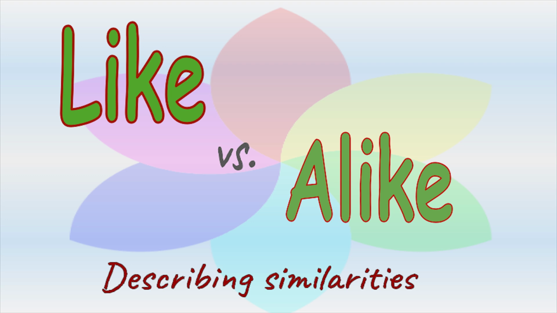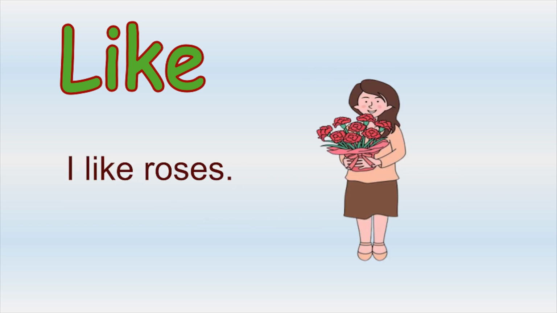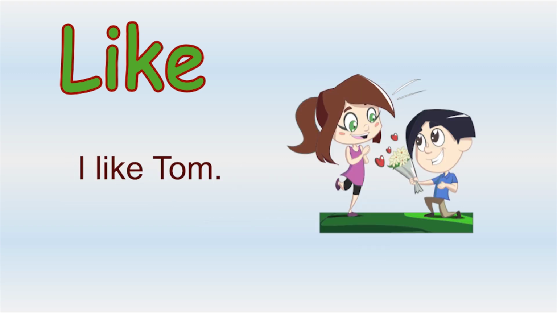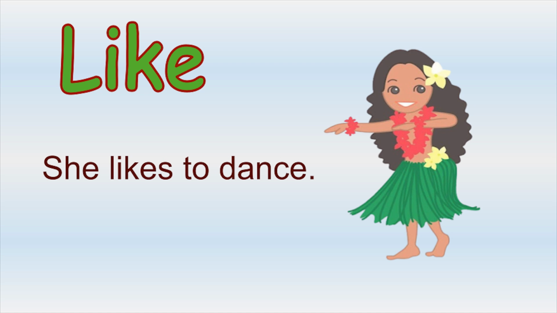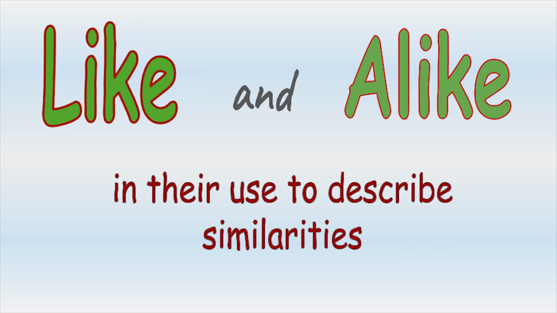In our everyday expressions, we use like as a verb to express an opinion of preference about someone or something, or just to express a good feeling. For example, I like roses. I like Tom. She likes to dance. But in today's lesson, we will be talking about like and alike in their use to describe similarities.